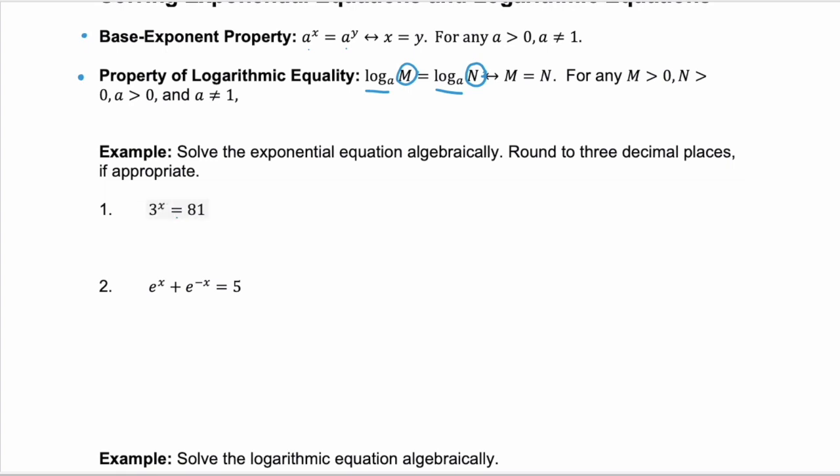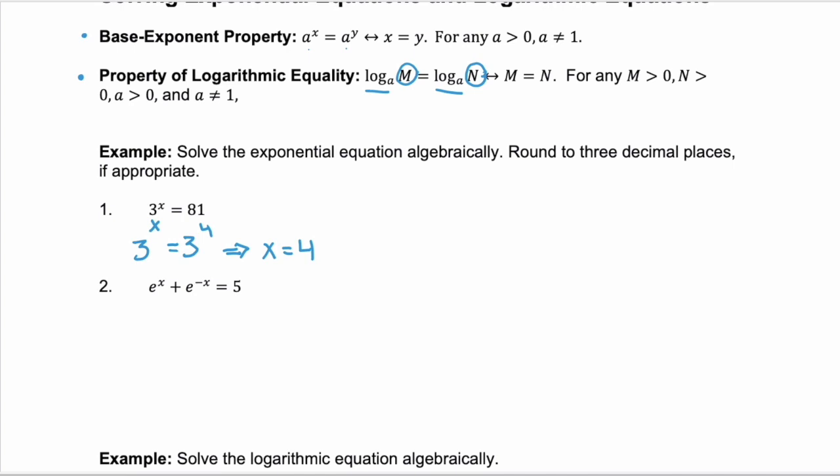Example 1. We have 3 to the x equals 81. We want to solve the exponential equation algebraically. Well, can we rewrite 81 as 3 to some power? We sure can. So 3 to the x equals 3 to the power of 4. And we apply that base-exponent property. They both have a base of 3, which means that those exponents are equal, or x equals 4.